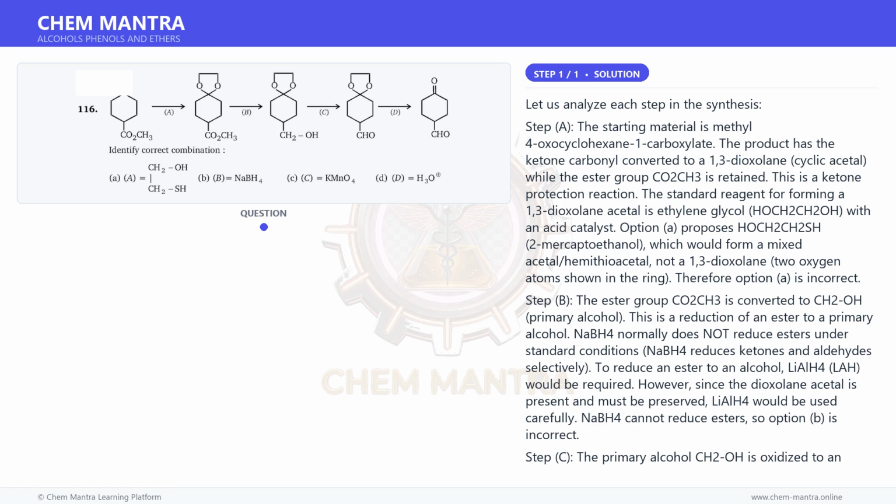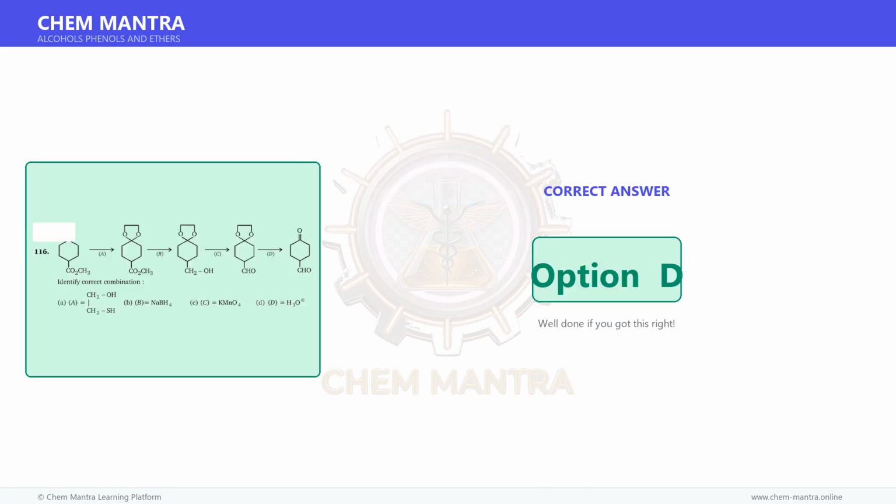Options A, B, and C describe incorrect reagents for their respective steps, while option D correctly identifies H3O+ as the reagent for acetal deprotection in step D. Therefore, the correct answer is option D.